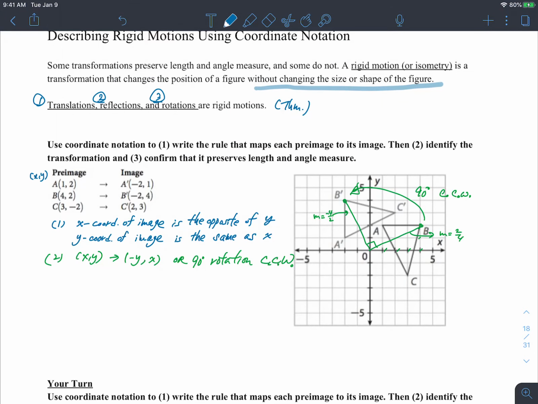All right, guys. Let's move on. Number 3, confirm that it preserves the length and the angle measure. Well, you know what? We're going to sort of defer that for later, right?